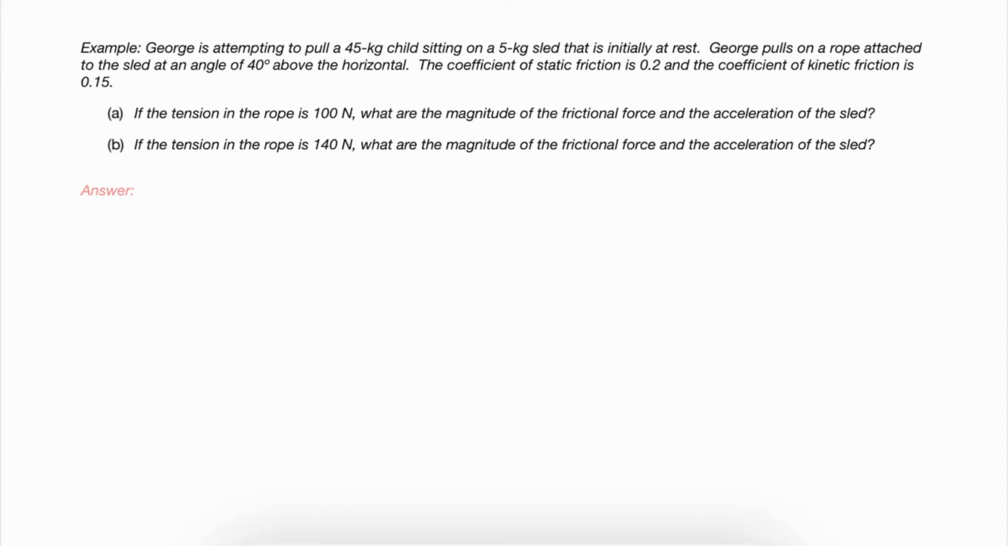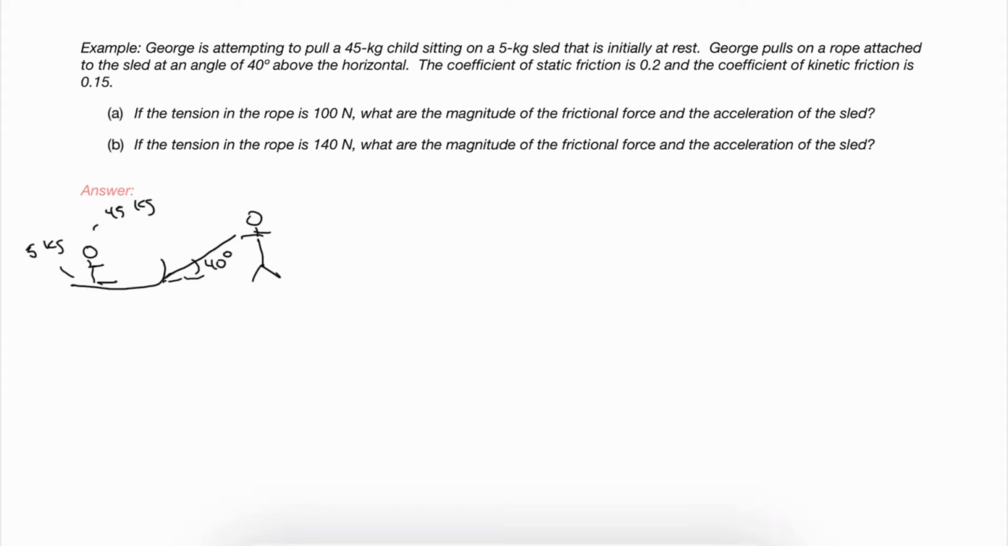And so in part A, he's going to be pulling with a force of 100 newtons on the sled. What we're being asked to find is the frictional force as well as the acceleration of the sled. Well, let's start like we always do by drawing a picture. Here's the sled. Here's the child sitting on top of it. I put the masses here so I don't forget. I draw the rope, George, and I also indicate the angle so that I have it here.